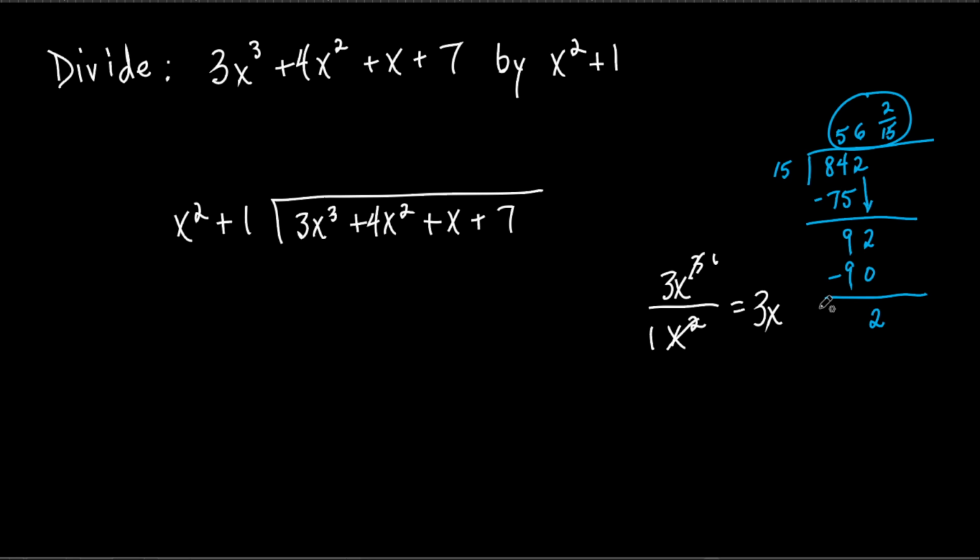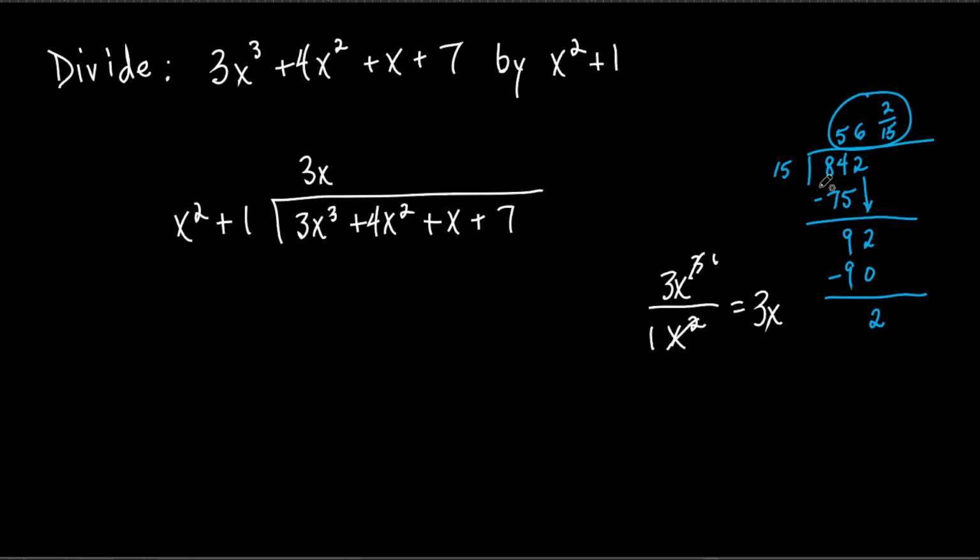All right? So what did we do over here? We said, how many times does 15 go into 84? 5 times, right? We stuck it up front. How many times does x squared divide into 3x cubed? 3x times. Where do we put it? Up top. See how it mimics this problem right here?